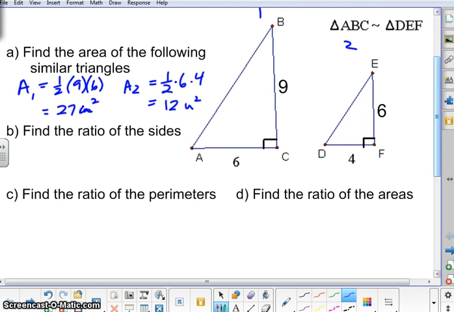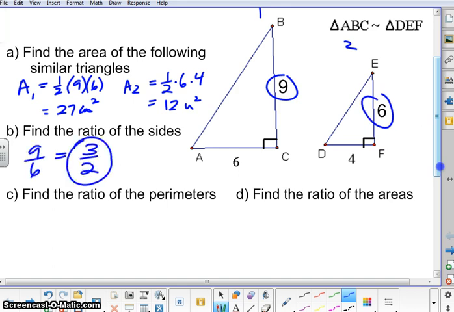And the ratio of the sides you can see is a 9:6 ratio, or 6:4, which both of them reduce to 3/2. If you look at the perimeters of all of them, as of this point, we don't have the perimeters, so we could actually find them by the Pythagorean theorem on both of them, but you will come to find out that the ratio of the perimeters is also going to be 3/2.